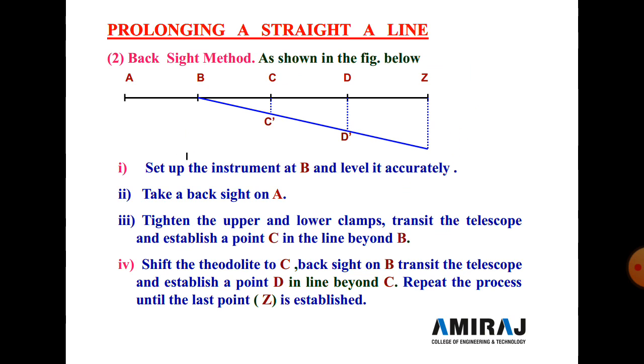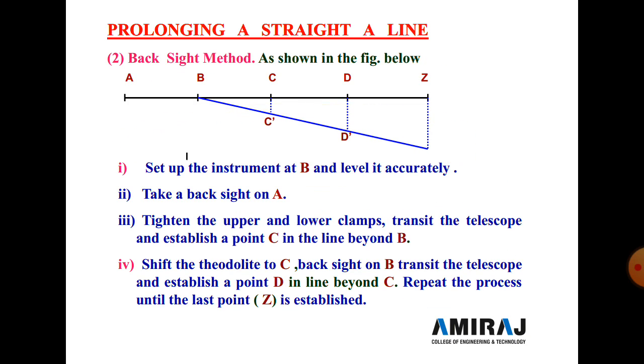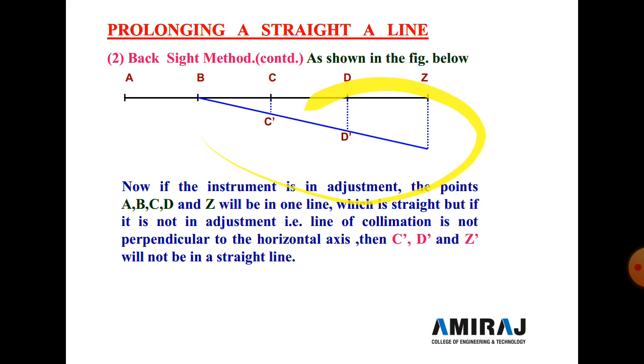So here the standard method without any error is the foresight method. In the foresight method, error is minimum as compared to the backsight method.